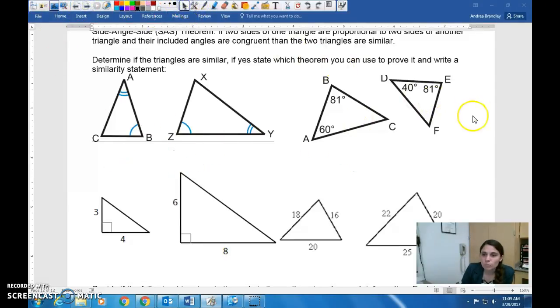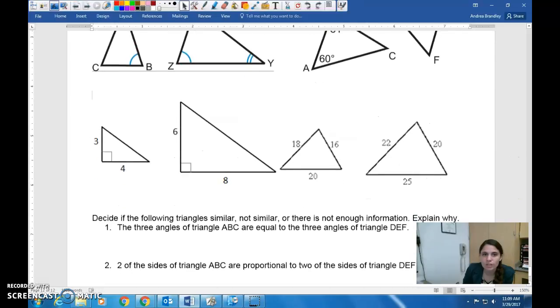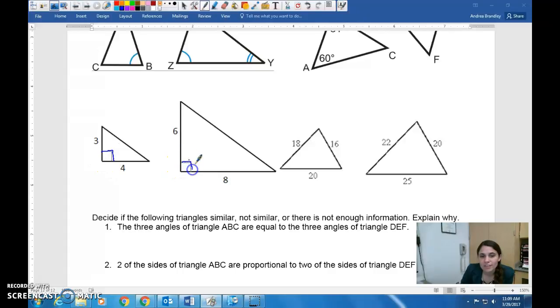Then our next one, we have one angle measure, I should say. Sorry, I shouldn't say we don't have any angle measures. We do know these two angles are the same because they both have this right angle. So if the sides are proportional, then I can use side angle side. Now remember, if I didn't have this included angle, if I had this angle, that would be a no-go. It has to be the included angle.